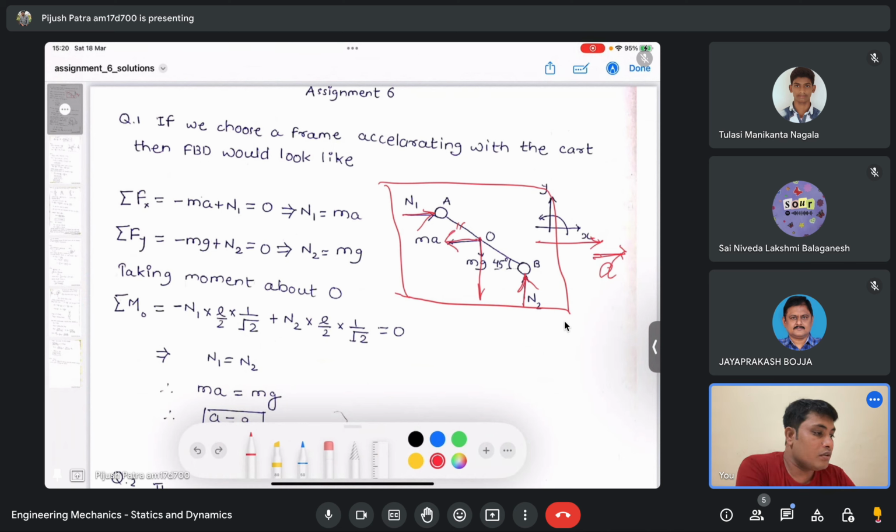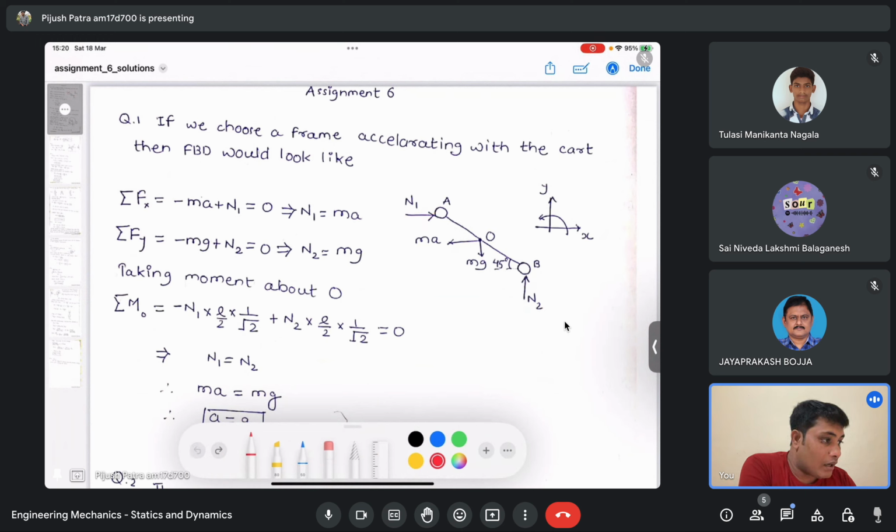Now the entire problem comes to applying Newton's second law of motion, that mass into acceleration is the net force acting on the system. So if you see the first expression, I am just taking the forces along the x direction. What are the forces along the x direction? N1 and this m a. That's all. Only these two forces, right?